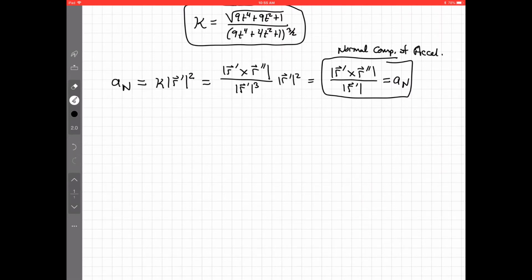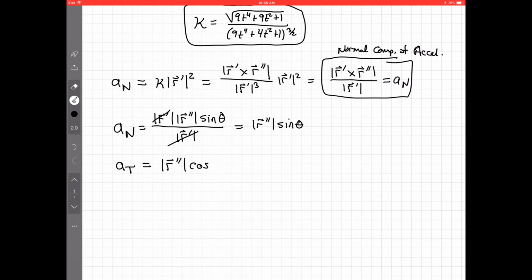Next, just to kind of sketch this out, the normal component of acceleration, remember the length of a cross product is length times length times sine theta, where theta is the angle between r prime and r double prime. This cancels, and so you're left with the length of r double prime times sine theta. Well, as a companion to that, the tangential component of acceleration then must be the length of r double prime times cosine theta.